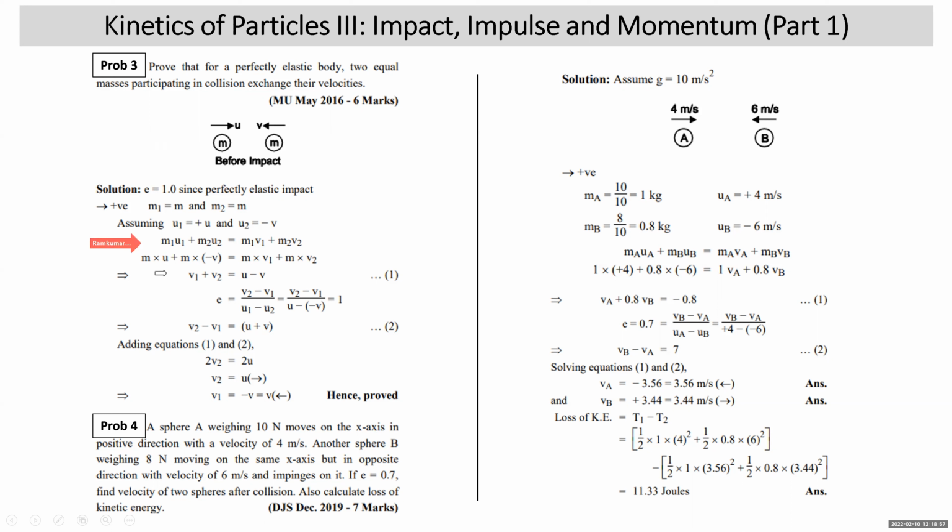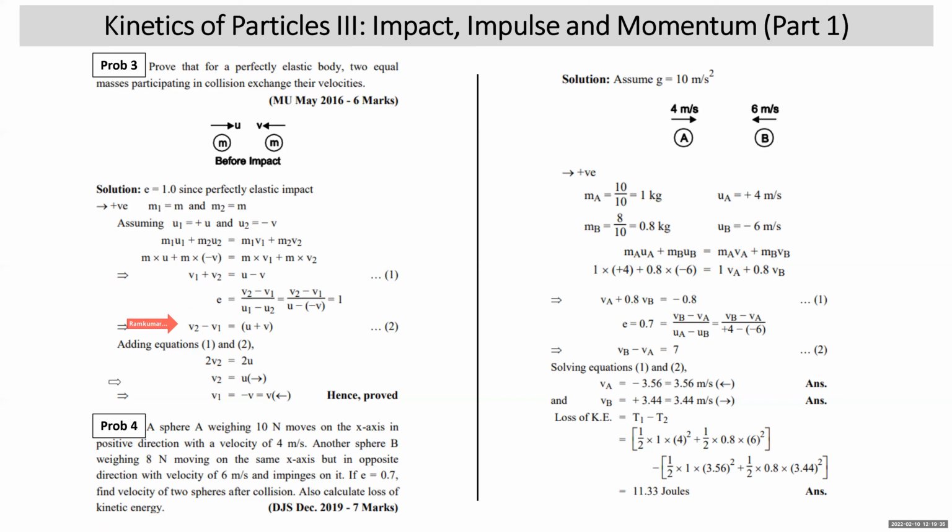Apply the principle of conservation of momentum. M1 is m, u1 is u, plus m2 is m, u2 is minus v, is equal to m v1 plus m v2. v1 and v2 are the velocities of the two bodies just after impact. Now m will get cancelled from the equation, so what you get is v1 plus v2 is equal to u minus v. All right. Coefficient of restitution formula: E is equal to v2 minus v1 upon u1 minus u2. u1 is u, u2 is minus v. Substitute that, you get v2 minus v1 is equal to u plus v.